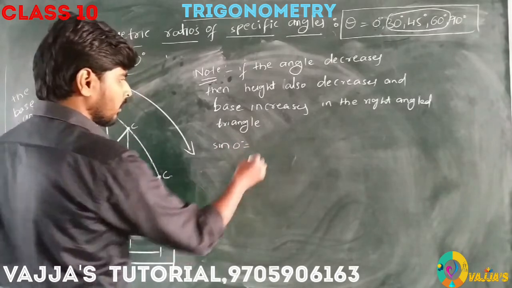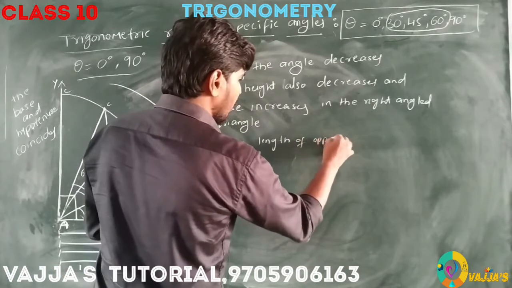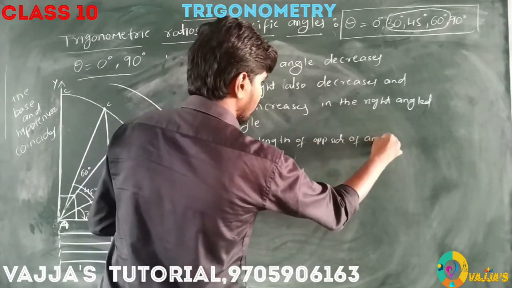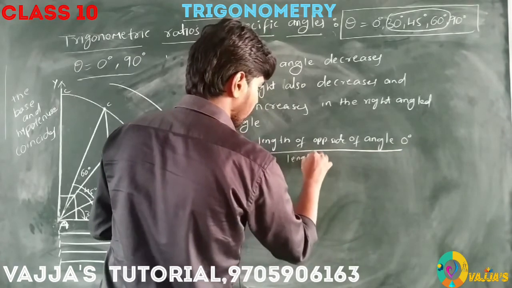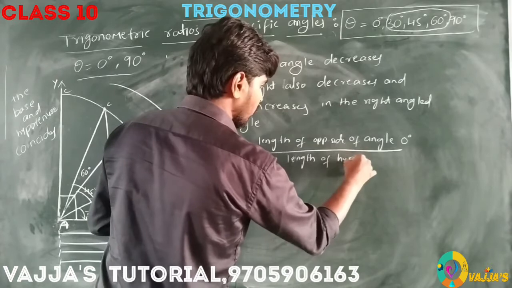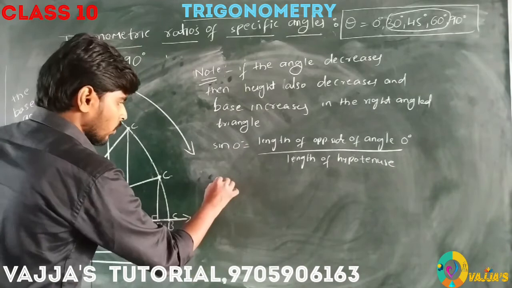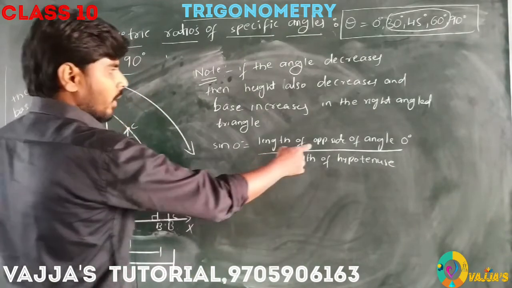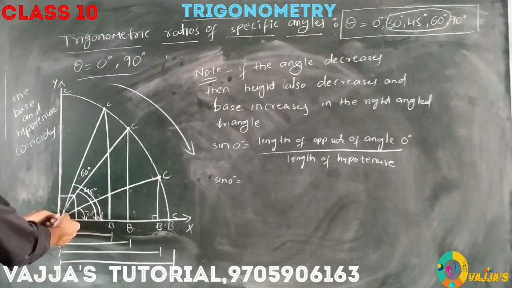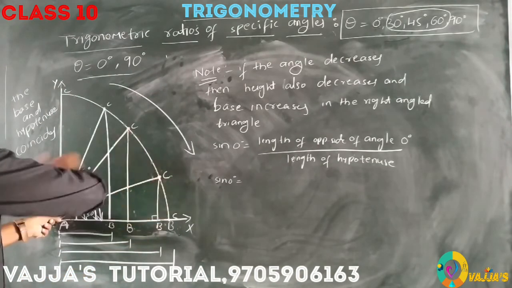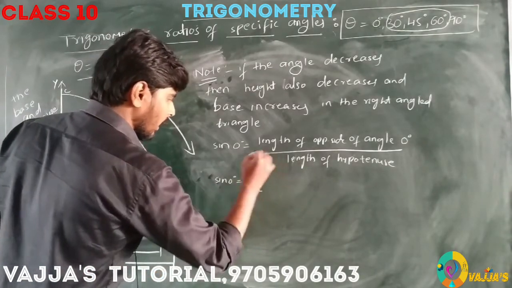Now look at sine 0 degrees. That is nothing but length of opposite side of angle 0 degrees by length of hypotenuse. So sine 0 degrees is equal to, what is the opposite side? That is nothing but BC, because angle is here. This is the opposite side. What is that? BC. Length of hypotenuse is nothing but AC.